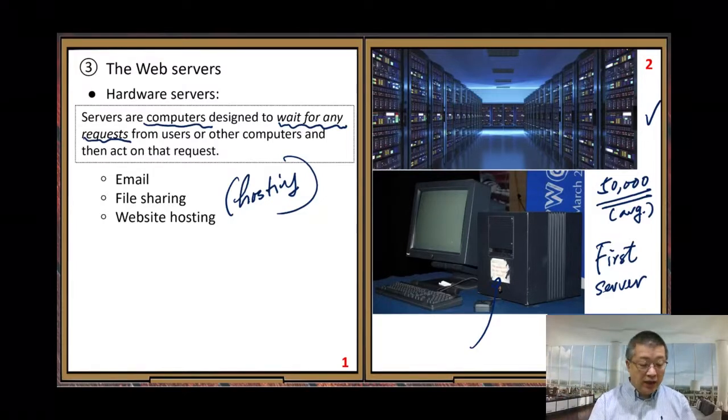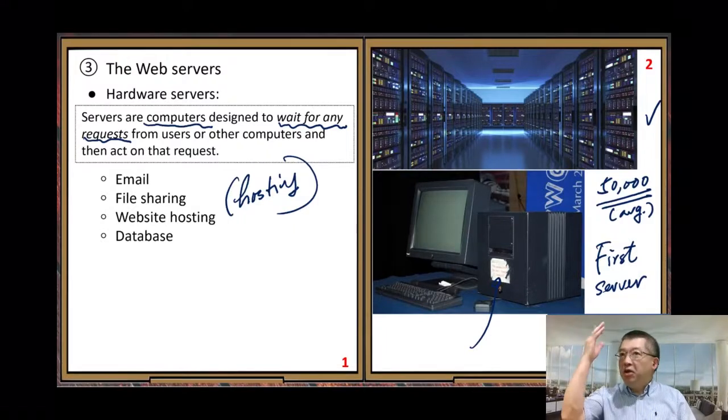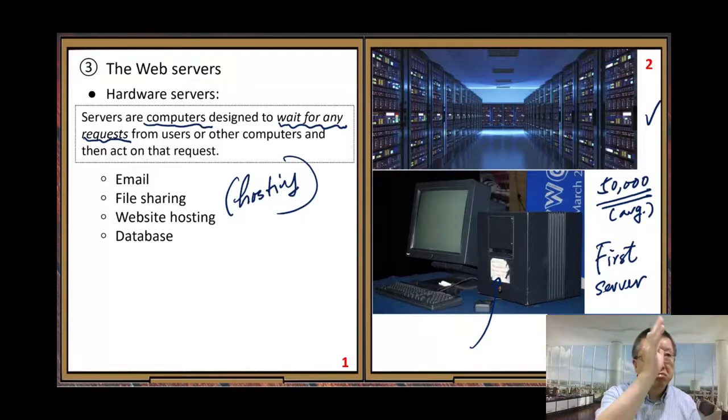Then another one, database. We know the business data is critical for business. So how do you store, organize, provide data services? You rely on database servers. Some special servers used as database servers. Here I just give you some main usages for the server machines.